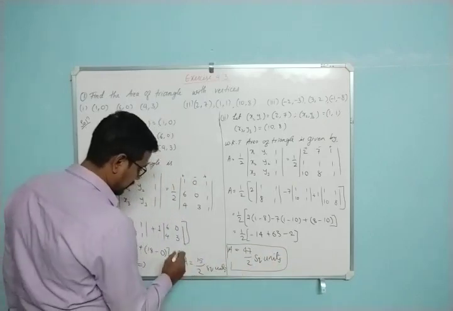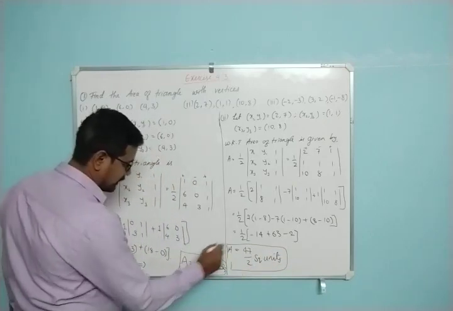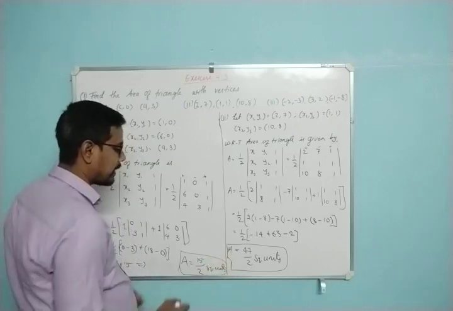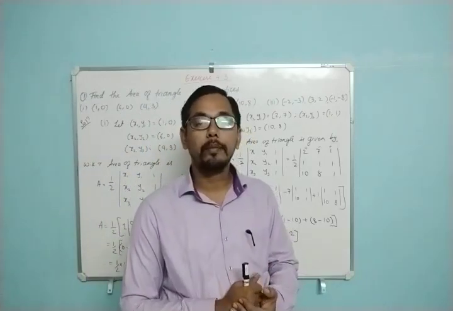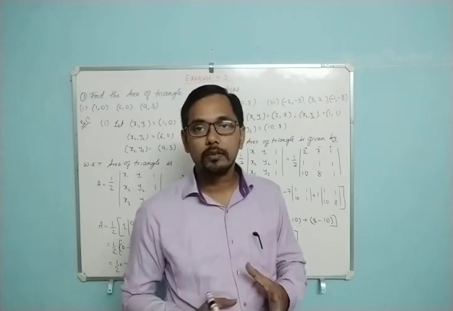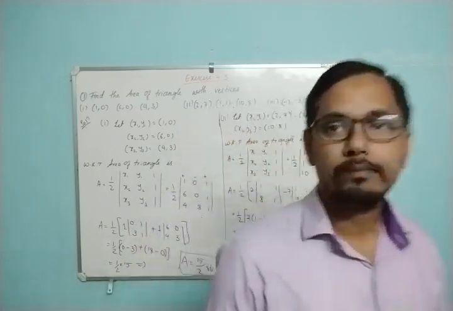Okay. So this we got as 15 by 2. This is 47 by 2 square units. So I hope you have understood this problem here, right? So now pause the video and make a note of this.